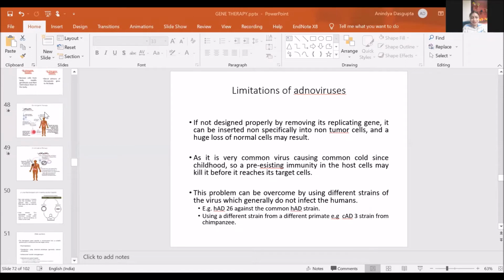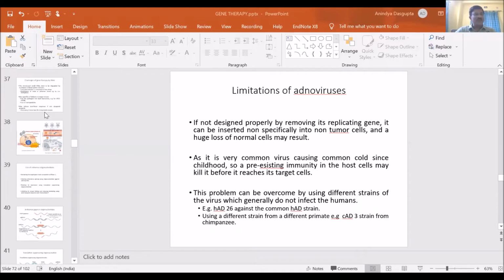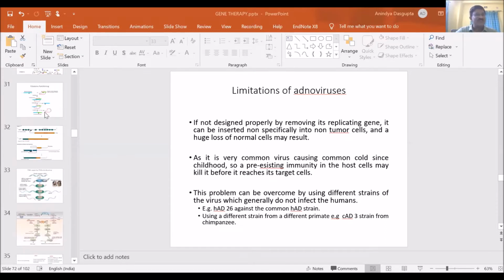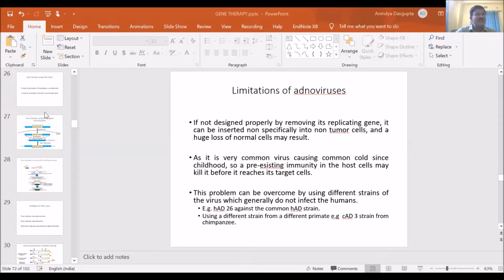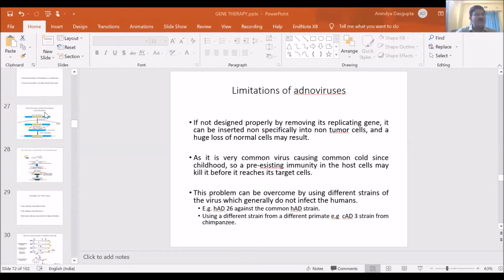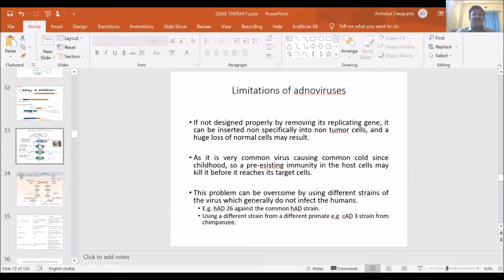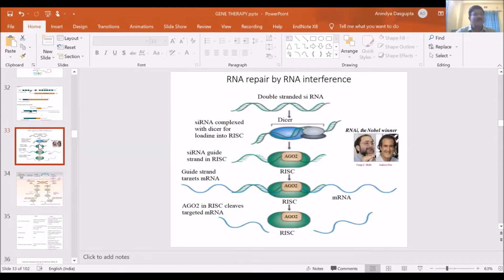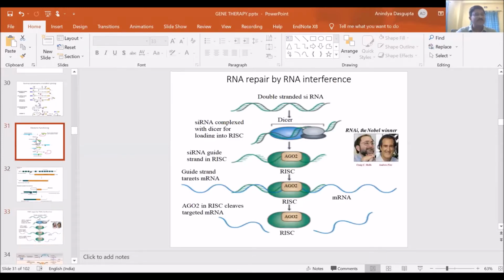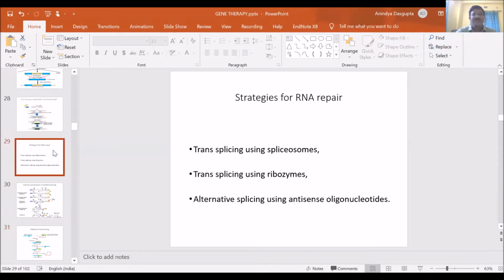Yesterday's session was the starting session, and today's session is the concluding session. But after today's session, it will be clear to all of us that this concluding session is, in fact, the starting session for gene therapy. That means how we understand gene therapy. This will be the starting of our knowledge. So with this brief introduction, I start my class.